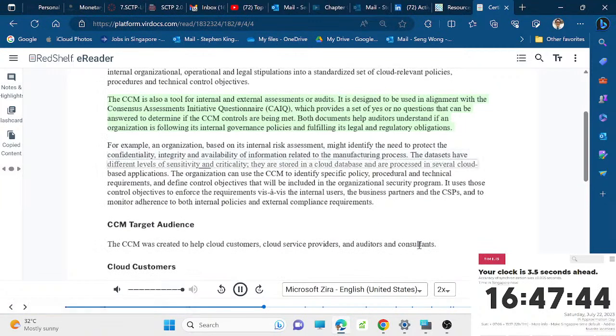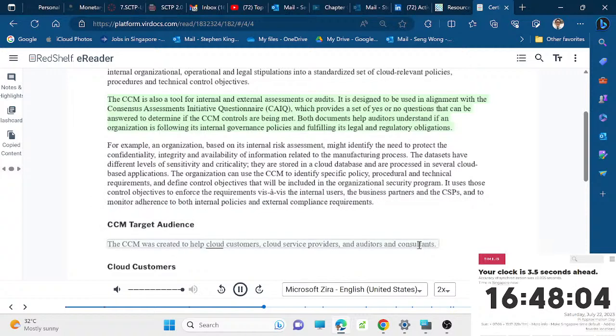The datasets have different levels of sensitivity and criticality. They are stored in a cloud database and are processed in several cloud-based applications. The organization can use the CCM to identify specific policy, procedural and technical requirements, and define control objectives that will be included in the organizational security program. It uses those control objectives to enforce the requirements vis-a-vis the internal users, the business partners and the CSPs, and to monitor adherence to both internal policies and external compliance requirements.